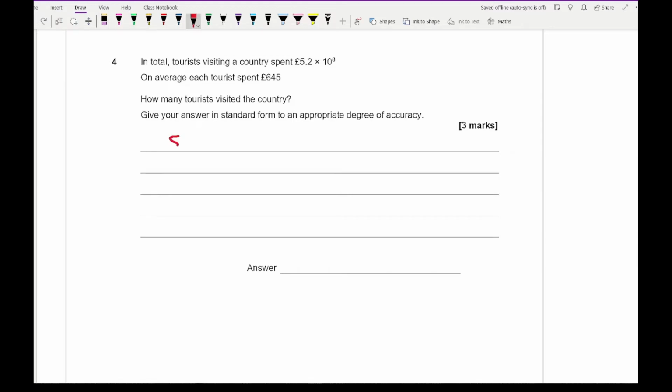So looking at this, what we want to do is 5.2 times 10 to the power 8, as that's the total amount of money that they spent, divided by how much each of the people spent. So if I type that into my calculator, I get an answer of 806,201.5504. Now this is a number I then want to convert into standard form.